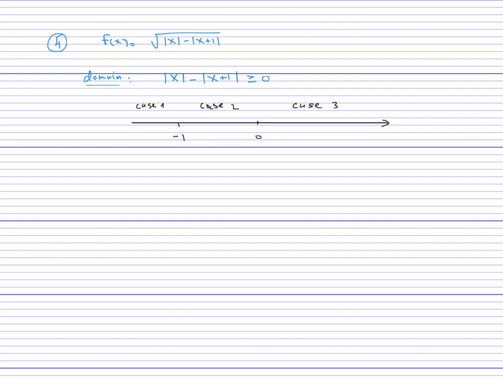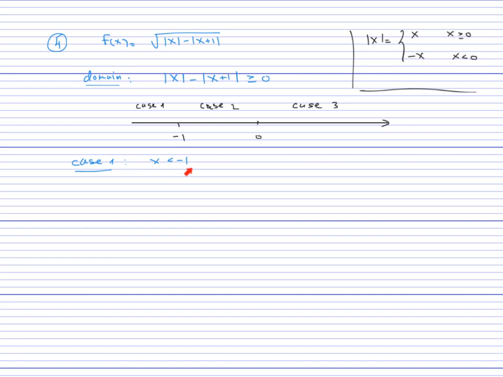Okay, so now let's start with case number 1. Let's assume that x is less than minus 1. So think about taking, for example, minus 100, minus 1000. In case that x is less than minus 1, the absolute value of x equals minus x. Why? Let me just remind you the definition of the absolute value of x. The absolute value of x returns x if x is non-negative, meaning 0 or positive, and if x is negative, it returns minus x.